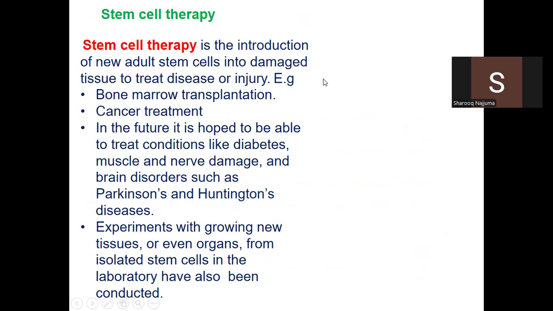So here we are looking at the introduction of a new adult stem cell into a damaged tissue to treat a disease. An example, you've heard about people that have sickle cell anemia. People with sickle cell anemia have their bone marrow producing faulty red blood cells. That means that their bone marrow has those stem cells, but the stem cells make faulty red blood cells. So what is the solution?